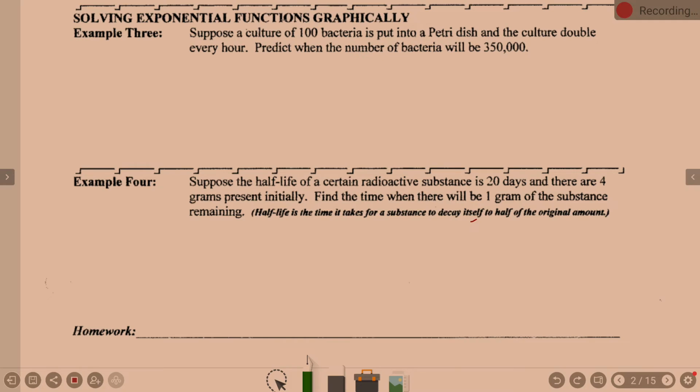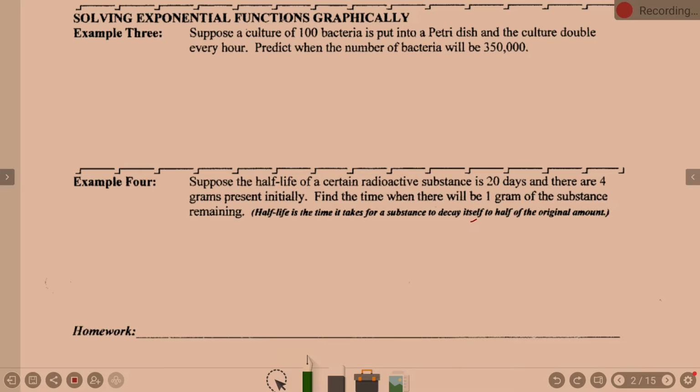Officially, it says solving exponential functions graphically. Now, what we're basically going to do is write an equation for this situation, and then solve it graphically. So, suppose a culture of 100 bacteria is put into a petri dish, and the culture doubles every hour. Predict when the number of bacteria will be 350,000. That's when the calculator comes into play, because that's a big number, isn't it?